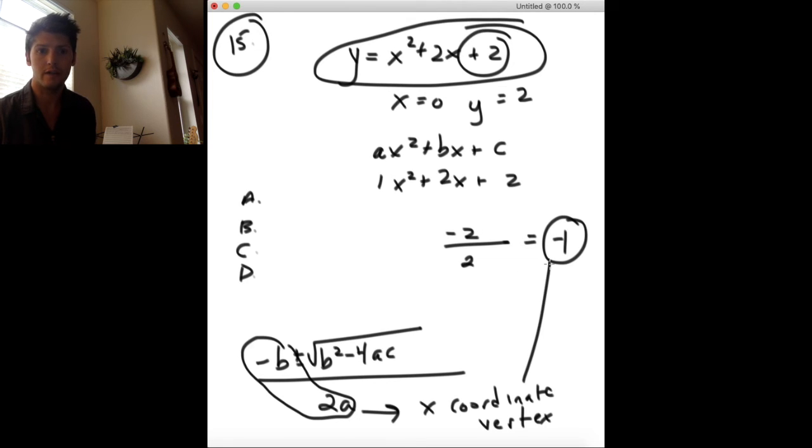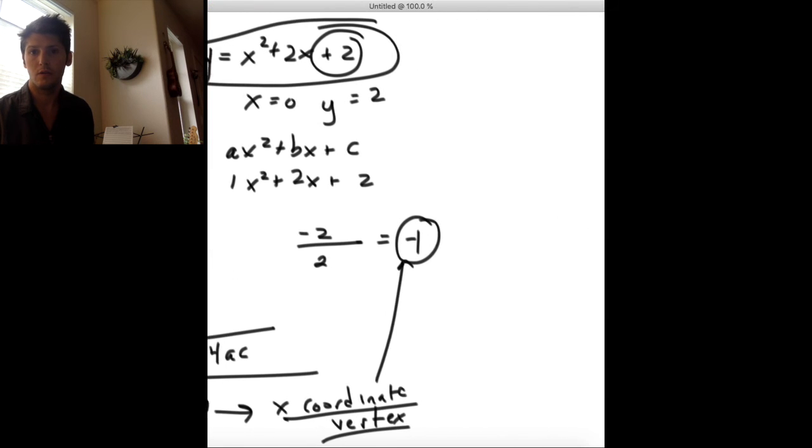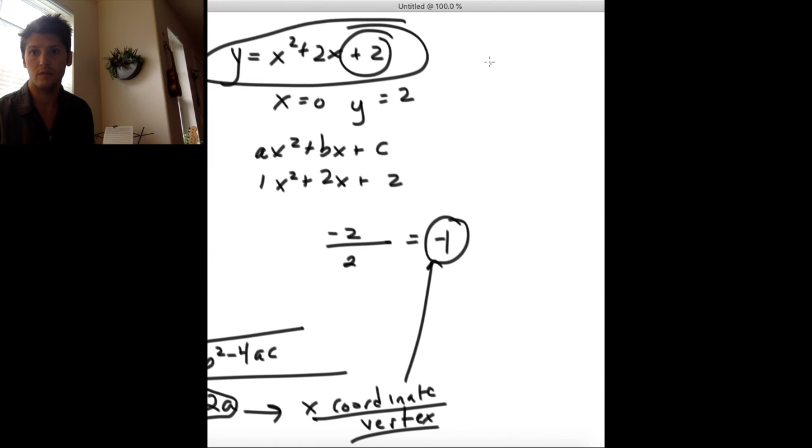Well, I'll tell you what, that's definitely not c and d. Those have positive x coordinates of their vertex. And it's fairly clear that it's b. If you weren't totally sure, what you could do is plug this value of the x coordinate of the vertex, negative 1, back into your function. So that would be, let me make a little space here. That would be, y equals negative 1 squared plus 2 times negative 1 plus 2.